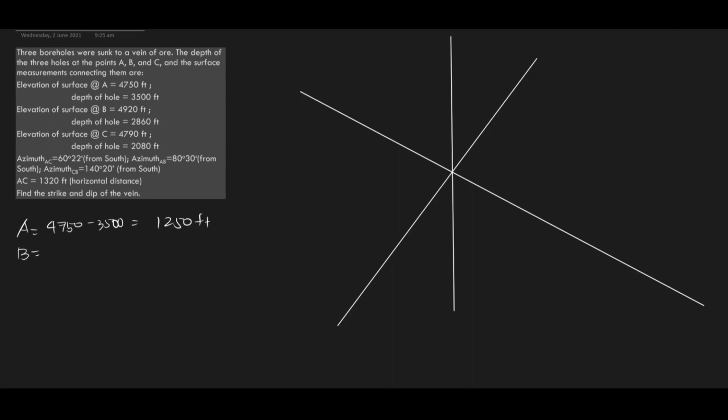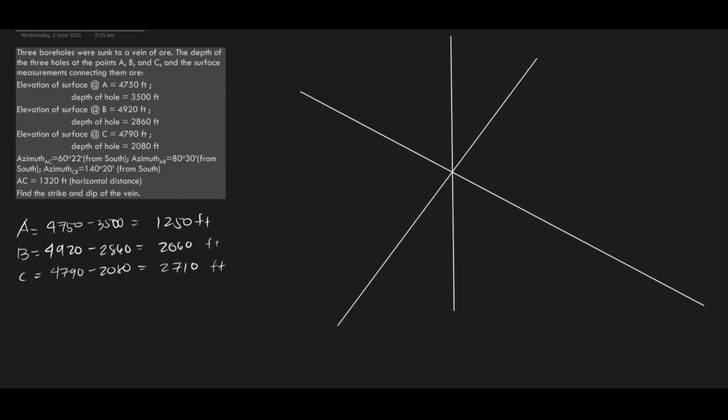How about B here? For B, we have 4,920 minus 2,860, and that will give us 2,060 feet. And then for C, you will have 4,790 minus 2,080. You will get 2,710 for that. So as you can see here, the lowest point is A, right? And the highest point is C.